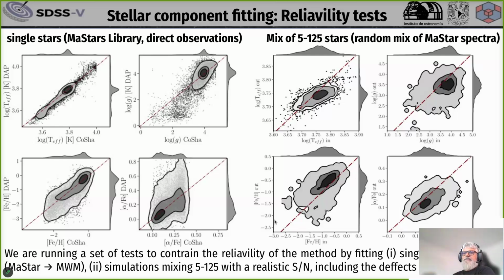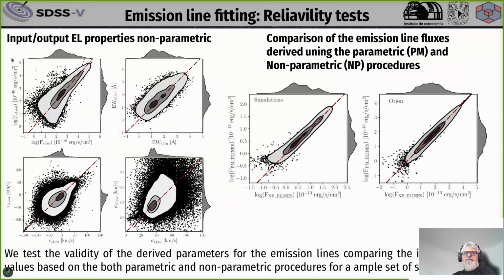For the emission lines, the situation is better. For the flux and the equivalent width, they are recovered pretty well, both in the non-parametric and the parametric values. And the velocity is recovered. This is including lines of a very wide range of signal to noises, and when you have good signal to noise, you recover well all the parameters.